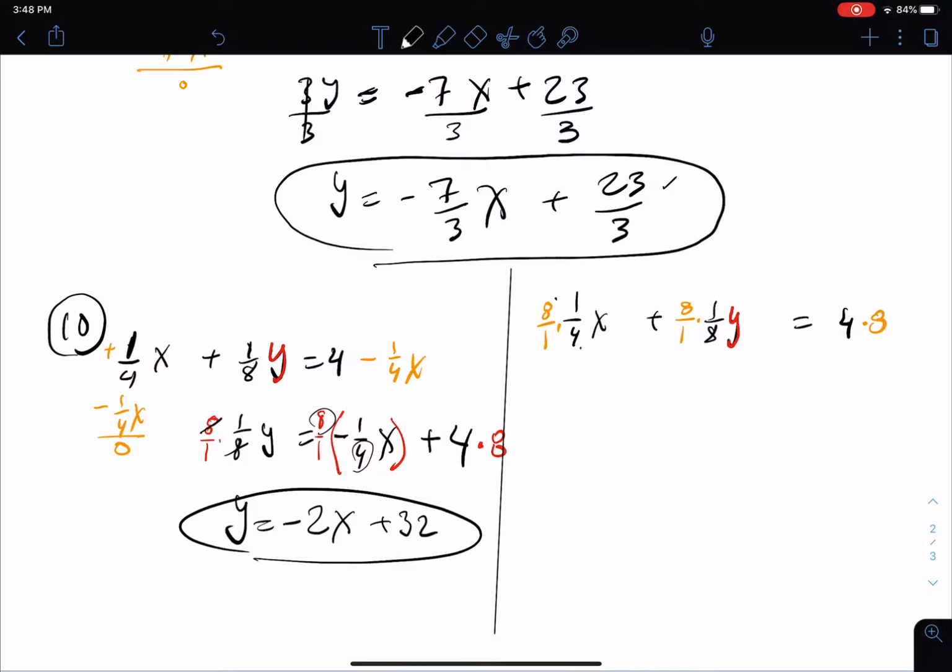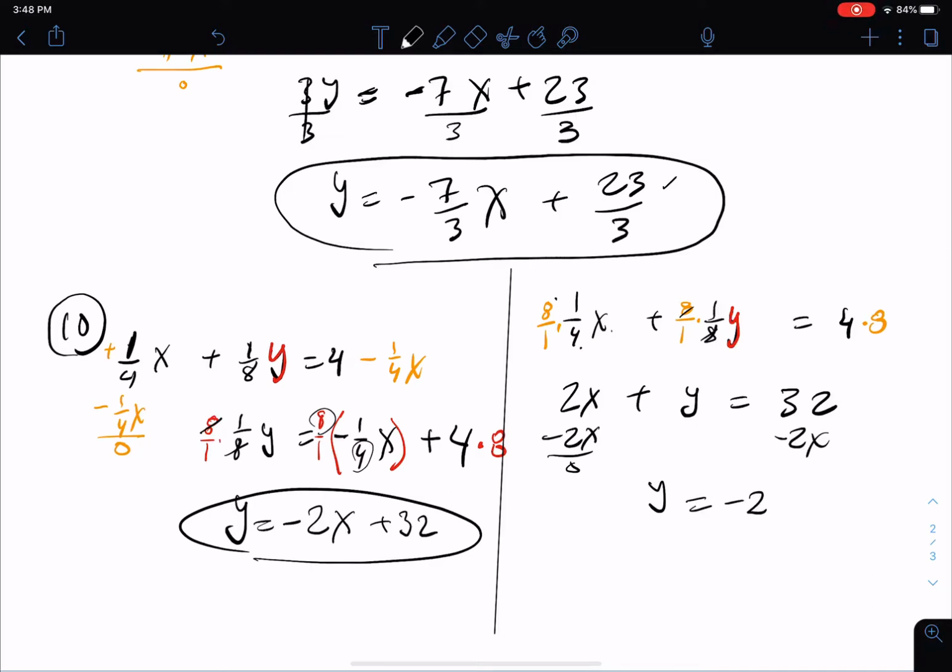8 divided by 4 times x is just 2x. And these 8s are reducing nicely, or simplifying down to 1. So now I've got 1y. 4 times 8 is 32. And so this problem actually is much easier if you do it this way. Subtract 2x on both sides. And of course, it zeros out there, and we get y equals negative 2x plus 32.